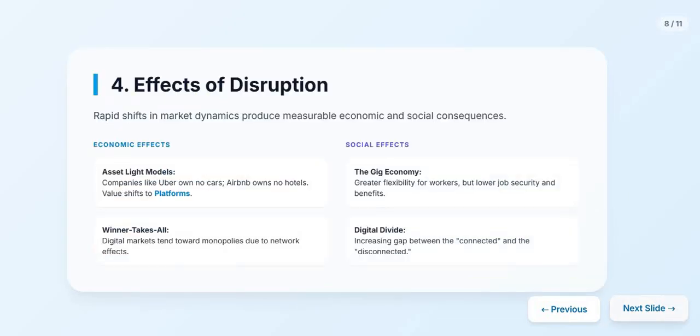Next, effects of disruptions. Disruption isn't just about cool gadgets. It has a series of consequences. Economically, we see asset-light models like Uber or Airbnb. Socially, we see the rise of the gig economy and the digital divide. As you work in your industry, observe how tech is changing the jobs around you. Are tasks being automated? Is the gap between technical and non-technical staff widening? So these are the questions that might come to your mind.